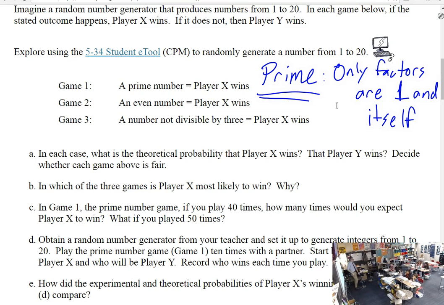And then we should know what even is, right? Divisible by 2. And then sometimes we take another step that's not odd, but we talk about divisible by 3, like 3, 6, 9. But this says a number not divisible by 3. So not 3, not 6, not 9, not 12, okay, you get the picture. So let's talk about the theory. Ooh, another word we don't know.